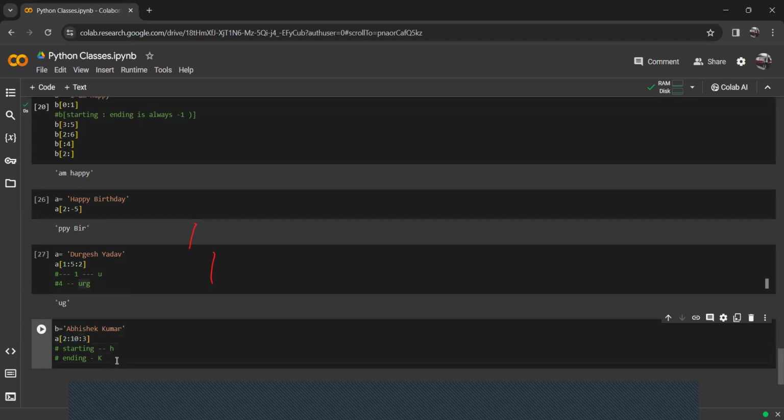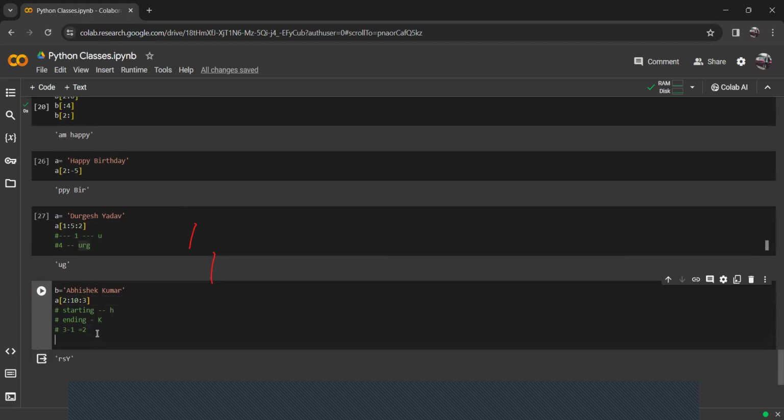Now the third thing tells us how much we have to skip. The skipping value is 3. We have to do a minus 1 here, then the value is 2. So after every second character, we have to skip. Now let's run it.